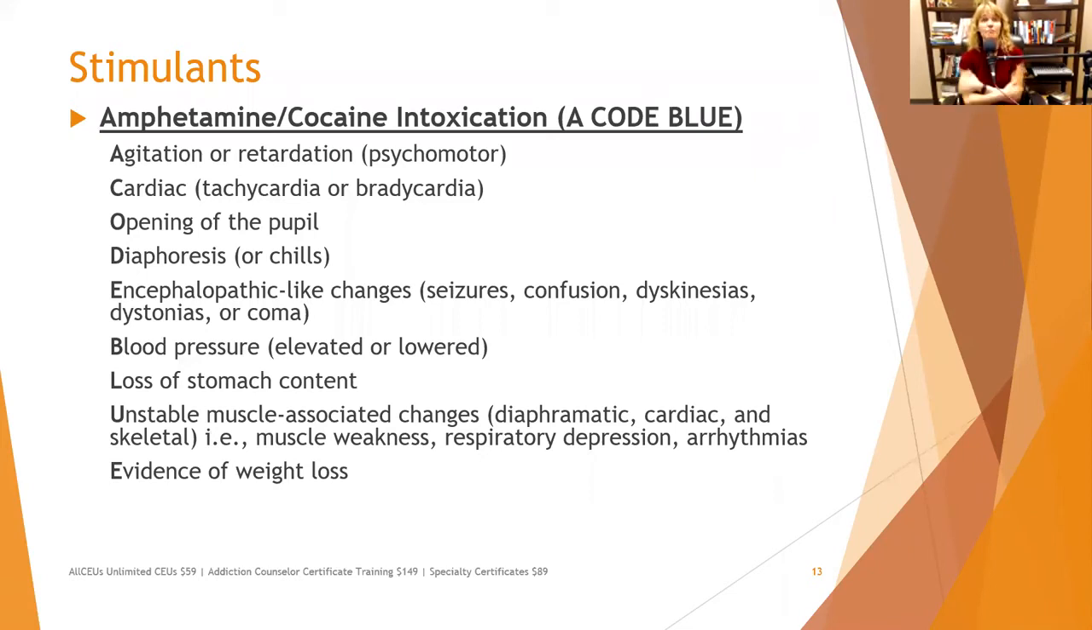Diaphoresis or sweating and chills. Then you have encephalopathic-like changes, so brain-type changes, including seizures, confusion, or coma. Blood pressure can be elevated or lowered. Loss of stomach content, so people puke a lot of times when they're intoxicated with stimulants. Unstable muscle-associated changes can include muscle weakness, slowing or increasing of respiration, and heart arrhythmias.